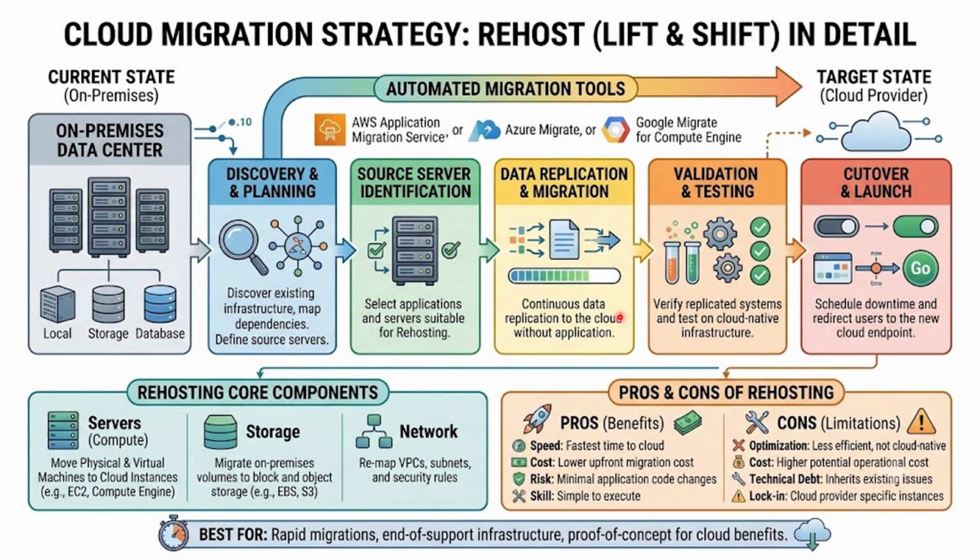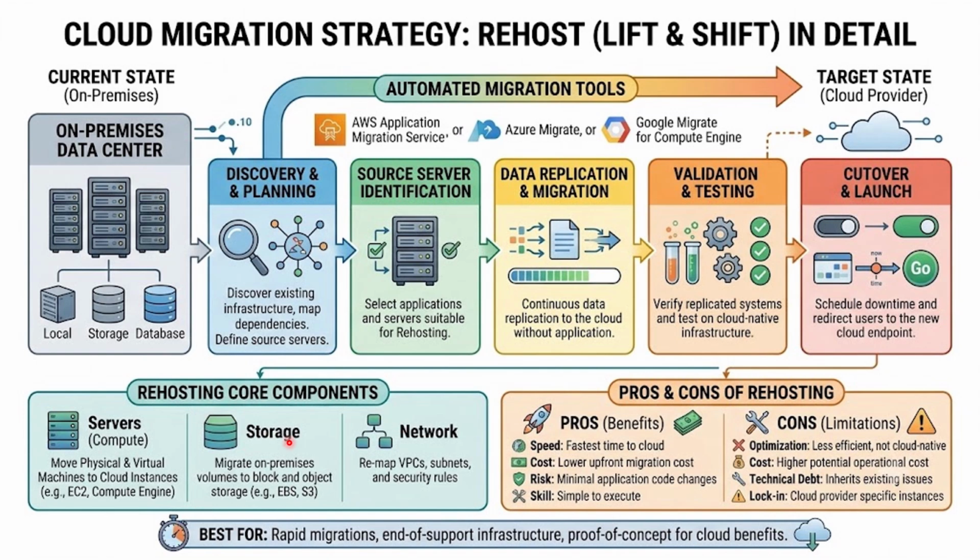And the next phase is the cutover and launch, and here the goal is final synchronization and shifting the user base. So during a pre-scheduled maintenance window, the active on-premises application services are stopped, and a final delta data synchronization is executed by the migration tools, and DNS routing rules are used to point users directly to the new cloud endpoint.